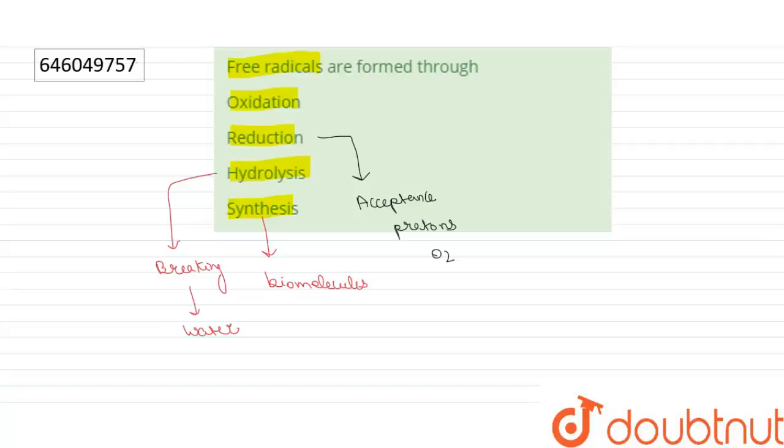Okay. And oxidation is the release of electrons and protons or reaction with the oxygen. So free radicals are released in the oxidation. Okay. So the right answer of our question will be option number 1.